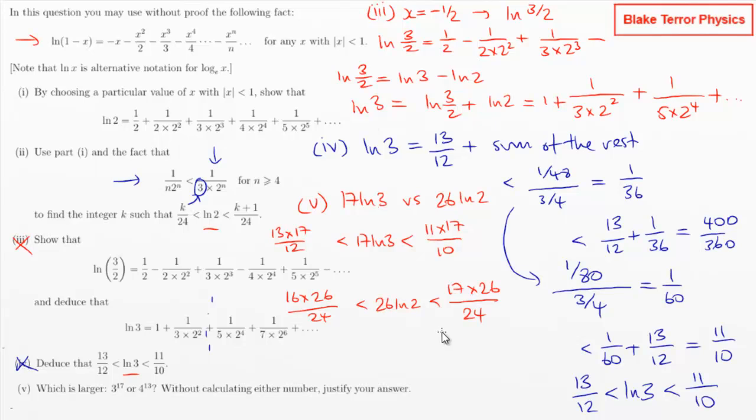Right, these are slightly awkward looking numbers, although we've got 2 24s and a 12 here. Let's get this one over 24. So 24, 26. Oh, we've got the same ones. These are the same. Right, so the 17 log 3 is greater than it. 26 log 2 is less than it. Perfect. So 26 log 2 is less than 17 times 26 over 24, and that is less than 17 log 3. So therefore, 3 to the power of 17 is greater than 4 to the power of 13.